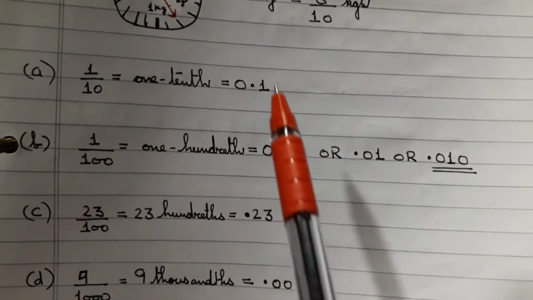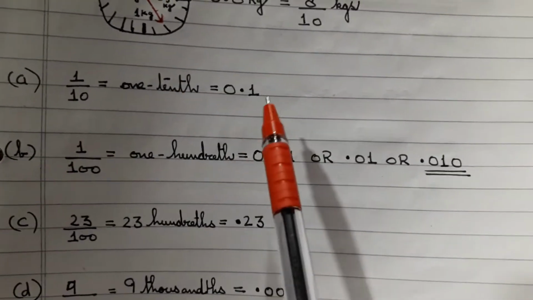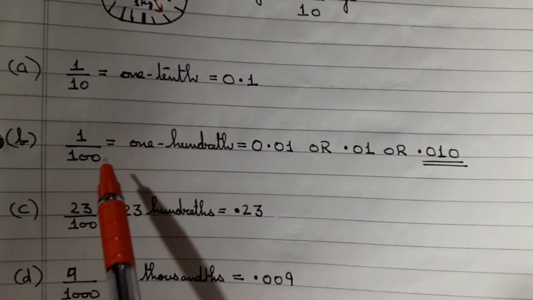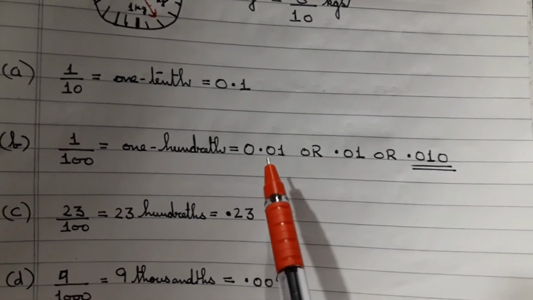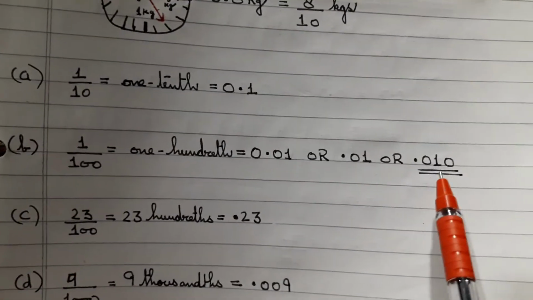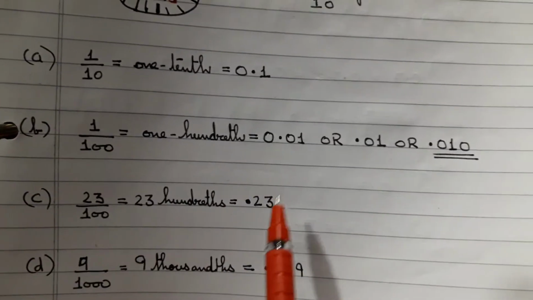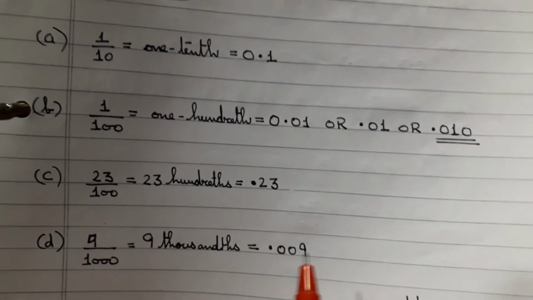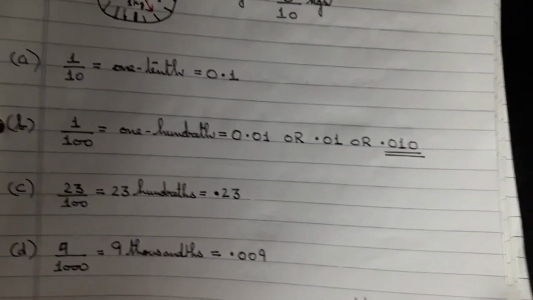1 over 10 means 0.1, because see, there is 1 zero. So this digit and the number, the point will come here. 1 over 100 will be 0.01 or 0.010. This 0 has no value, remember this, okay. 23 over 100, 0.23, so 2 places. 9 over 1000, 9 thousandths, so 0.009, right. So we will see what is next.